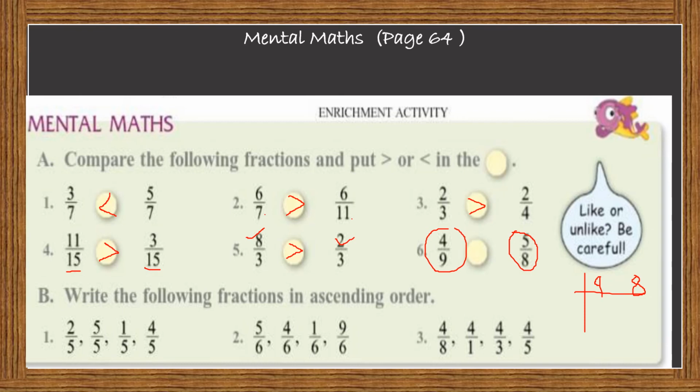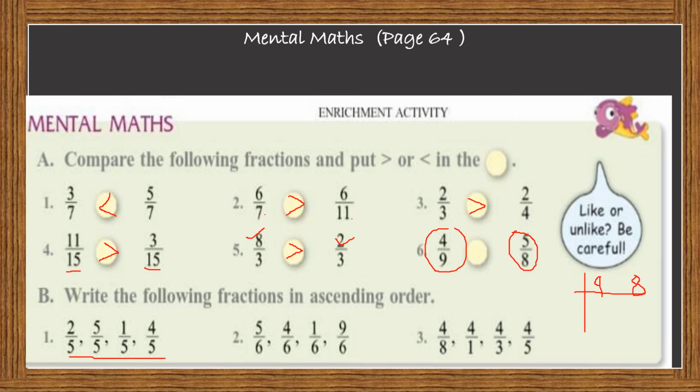Okay, now we will see: write the following fractions in ascending order. Question number B. Write the following fractions in ascending order. For that, 2 upon 5, 5 upon 5, 1 upon 5 and 4 upon 5. Here all the denominators are the same. So for ascending order we have to just check the numerators. Smaller the numerator, smaller the fraction.